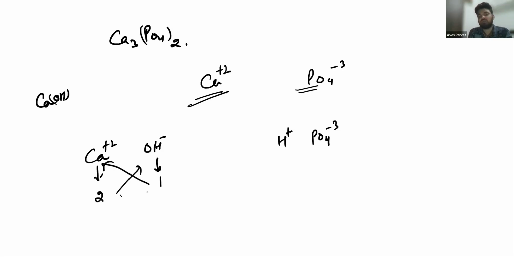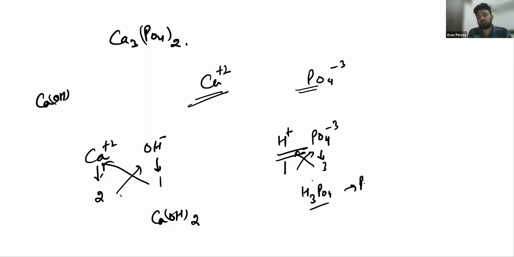The correct formula for this one will be calcium hydroxide, and the correct formula for this one will be H3PO4, because this is going to have 1 valency and it is going to have 3 valency, cross multiply, H3PO4. This is phosphoric acid. Okay, got it? So please make a rough note of this one.